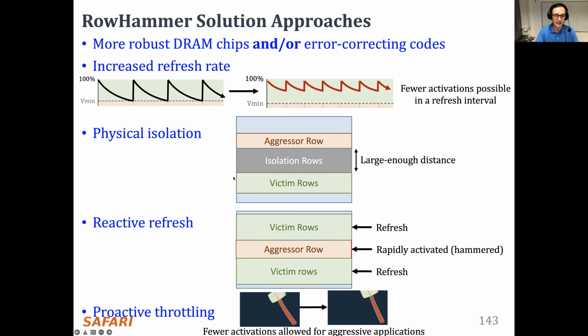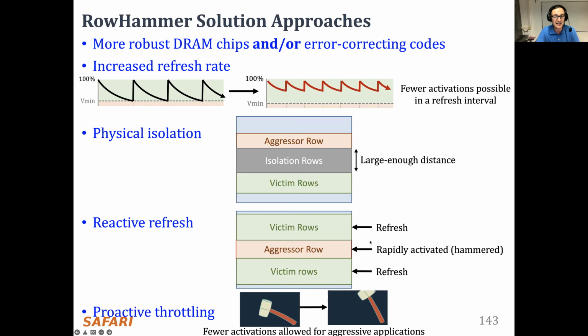Physical isolation is a software-level solution. Can you isolate victim rows from aggressor rows? This is very difficult to do in practice, and it leads to huge memory waste, because you need to have isolation rows where you cannot put anything, and you need to have a large enough distance. So it wastes, let's say, 75%, 80%, 90% of your memory, depending on your RowHammer vulnerability.